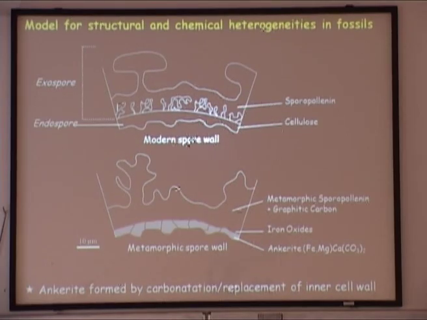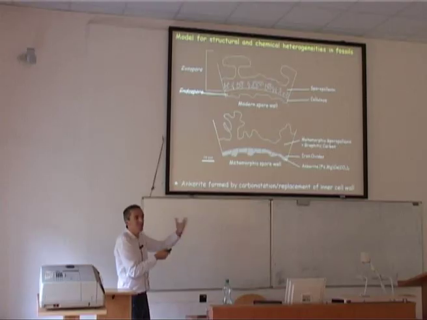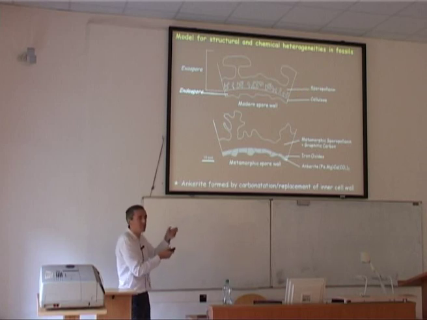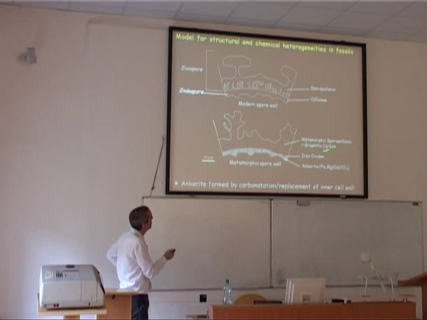Okay, so that's the model. That was the initial structure of the spore wall as we know it from modern analogs. There was the sporopollenin forming all that thing. There was some cellulose here. Cellulose got degraded and replaced by ankerite. And the sporopollenin was transformed into metamorphic sporopollenin, so it's no longer exactly sporopollenin, but there is still some spectroscopic signature of that polymer, plus some graphitic carbon.